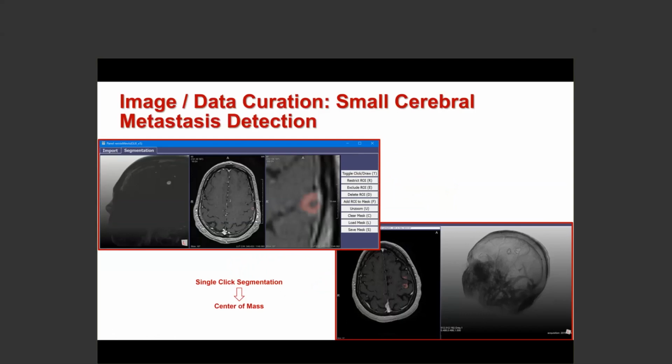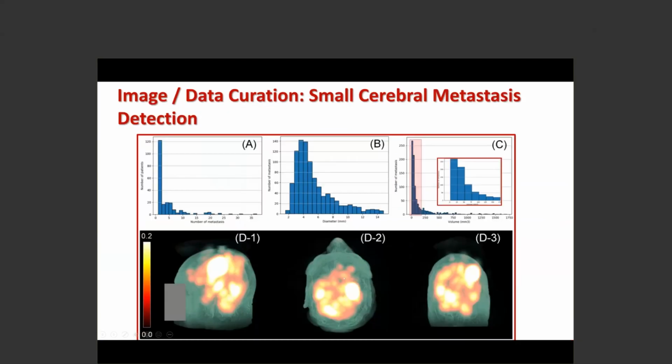We developed this algorithm to detect intracranial metastasis based on MRI, T1 weighted image with contrast. Initially, we segmented all these lesions using a tool that we developed in-house. The idea behind this slide is to emphasize the fact that these metastases can be very, very small in size, and that's the beauty of AI, because if you miss one of these lesions, it has very profound clinical implications for the patient.